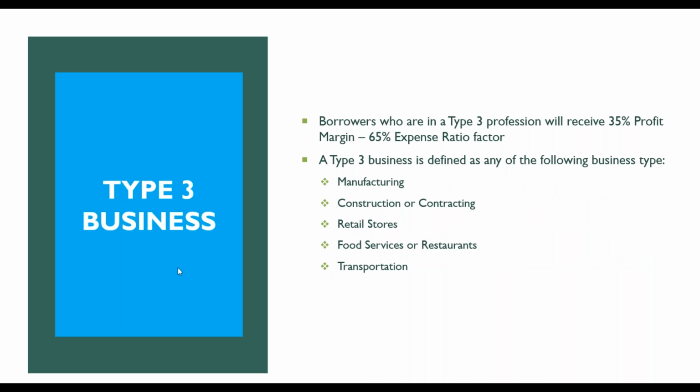Your type 3. This is going to be somebody that's selling product, that has inventory. It's a retail store. It's a restaurant. It's a manufacturing company. We would manufacture widgets. So you'll see that they'll get 35% of the profit with a 65% margin. Now, I want to mention, this product does not require a P&L.